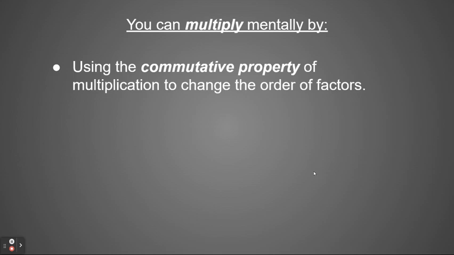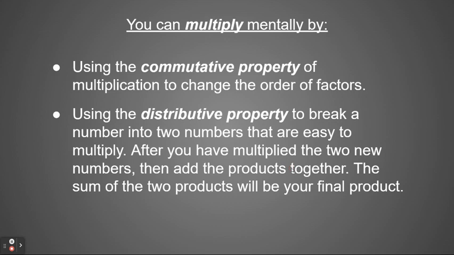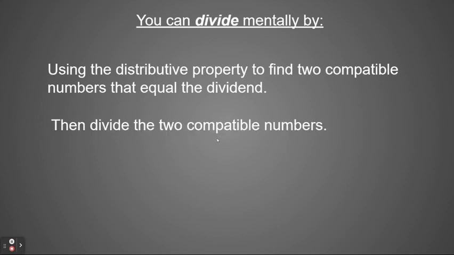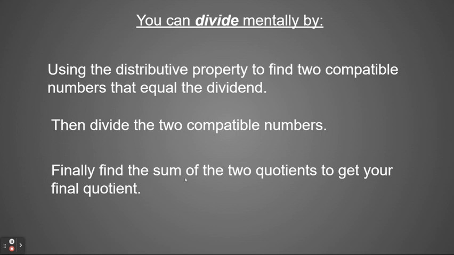So let's recap. We can multiply mentally by using the commutative property of multiplication to change the order of factors, and using the distributive property to break a number into two numbers that are easy to multiply. And after we've multiplied the two new numbers, add the products together. The sum of the two products will be your final product. We can divide mentally by using the distributive property to find two compatible numbers that equal the dividend, then divide the two compatible numbers. Finally, find the sum of the two quotients to get your final quotient.